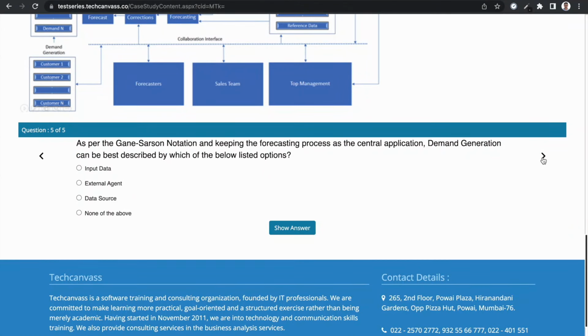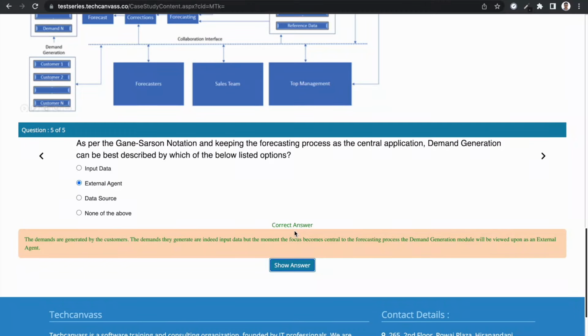As per the Gane and Sarson notation, and keeping the forecasting process as the central application, demand generation can be best described by which of the below listed options. Here one needs to know the alternative names for different diagrams, and Gane Sarson is one of the alternative types of notation used for data flow diagrams. Let's see what could be the correct answer. So yes, external agent is the correct answer.